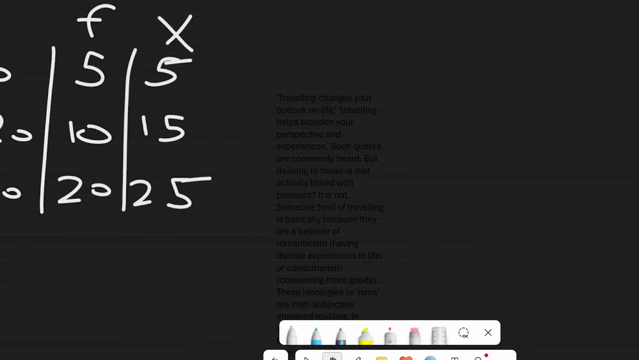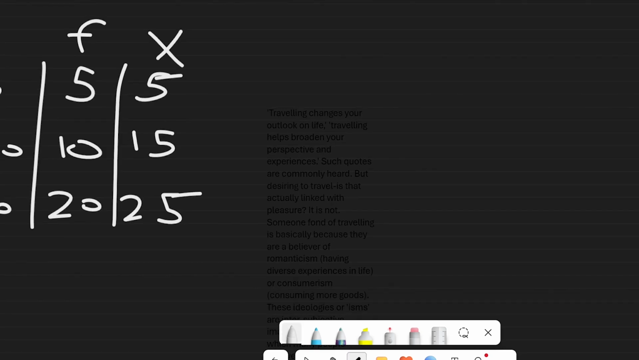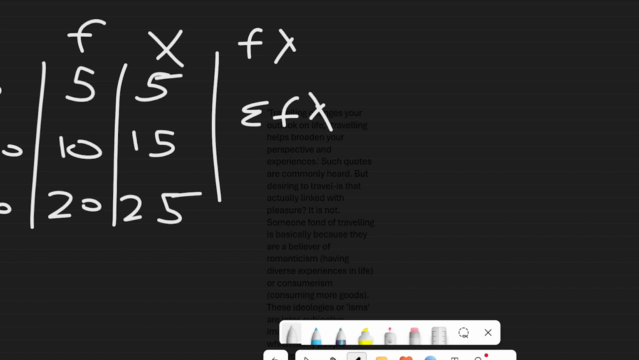Now we will calculate the mean in the same way, by finding fx, then sigma fx, and the mean of x would be sigma fx over sigma f.